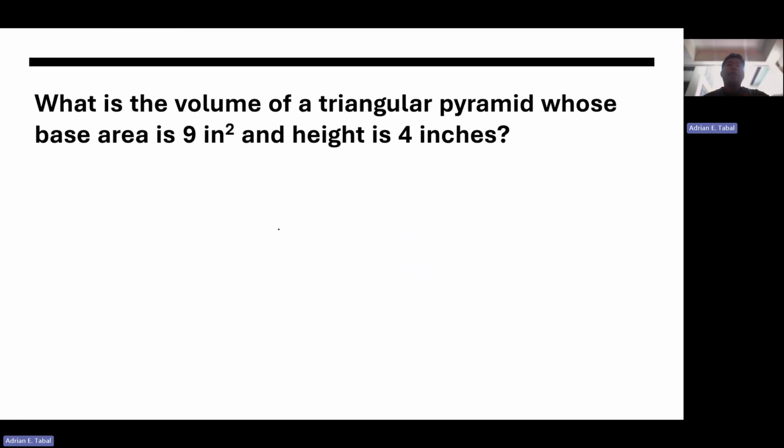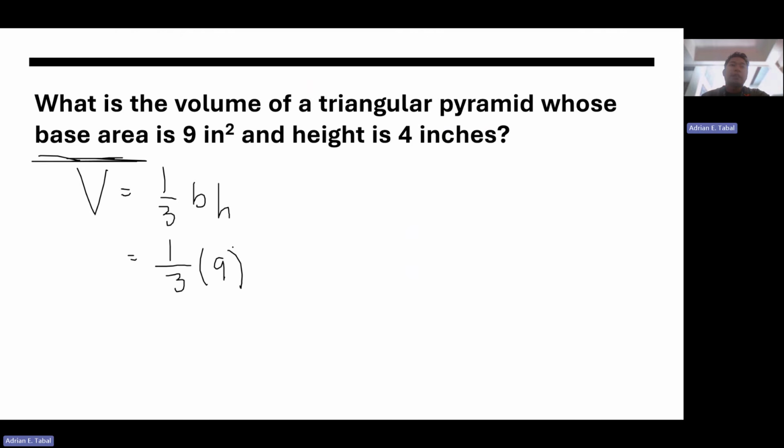Okay, so what is the volume of a triangular pyramid whose base area is 9 inch and the height is 4 inches? Again, the formula for a pyramid is volume is 1/3 times the base area times the height. So 1/3 times 9, no need to square since this is a base area, 9 times 4, that's 36, divided by 3 is 12 inches cubed.